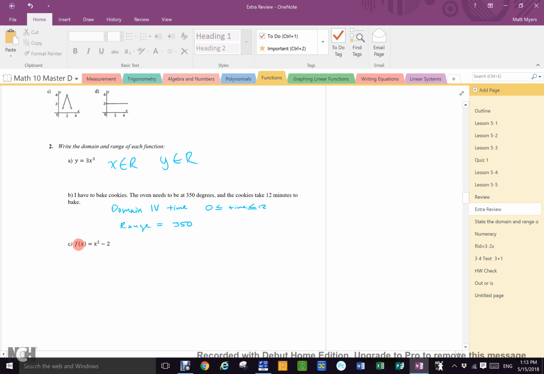This one, x squared minus 2. Can I square every single number? Yeah, so x is the set of real numbers. But since it's squared, my y values have to be greater than or equal to negative 2. Because once I go into the negatives and I square it, it's going to be positive. 0 squared minus 2 equals negative 2. So negative 2 is the lowest y value I would have.